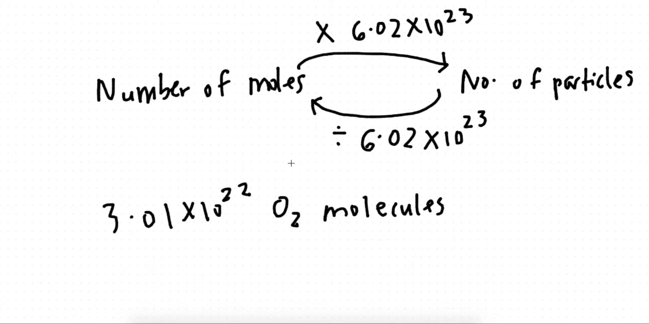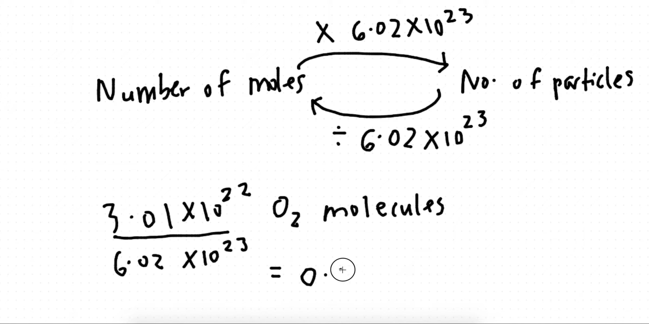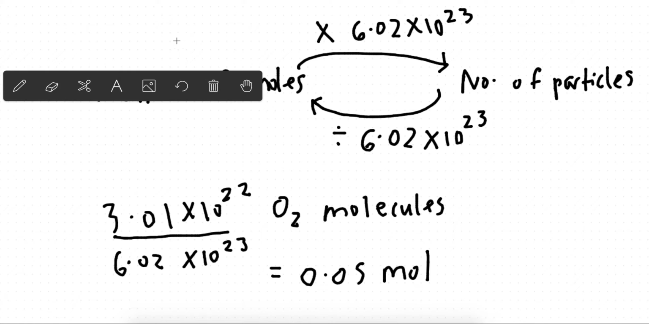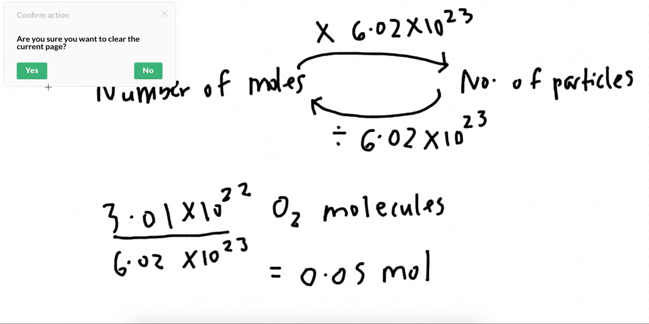To find the number of moles of oxygen, divide this number, which is the number of particles, by the Avogadro constant, which is 6.02 times 10 to the power of 23. You end up getting 0.05 mole. This is your number of mole. Does that make sense, students? Okay, if it doesn't, we just keep looking at many more examples. We will get the hang of this, okay?